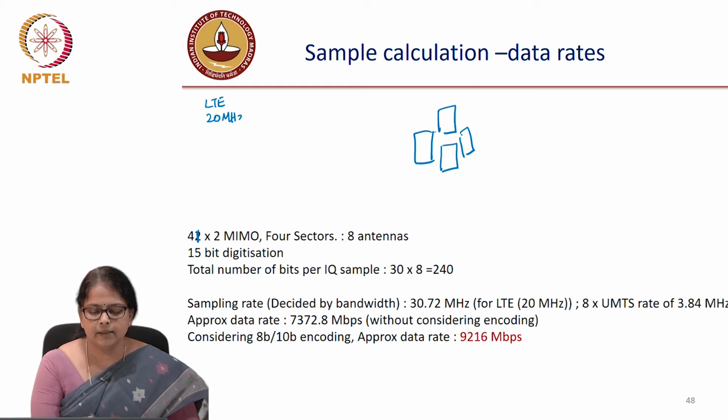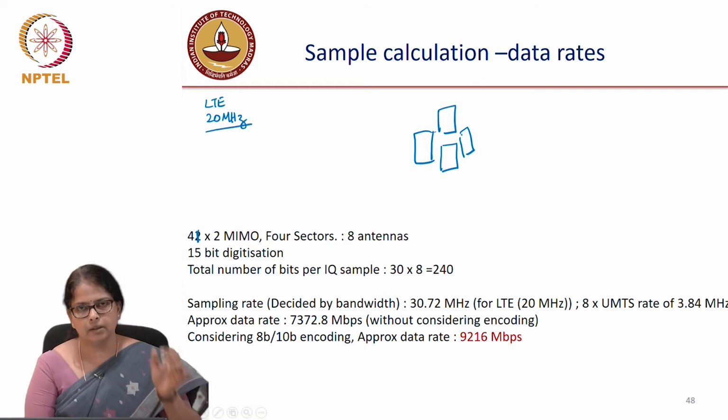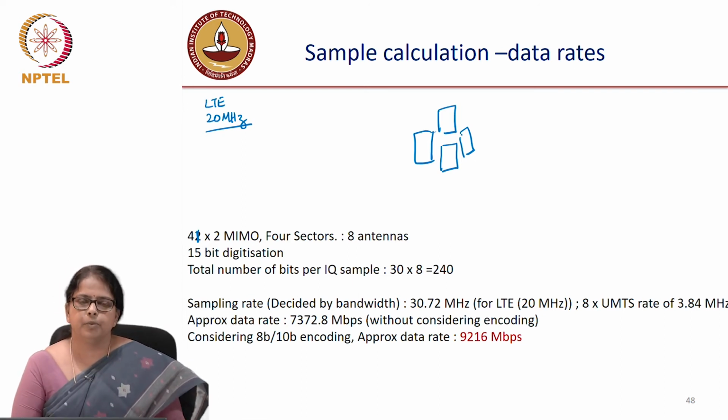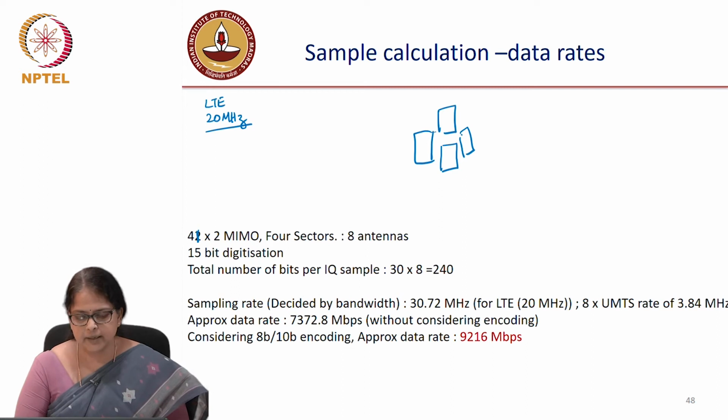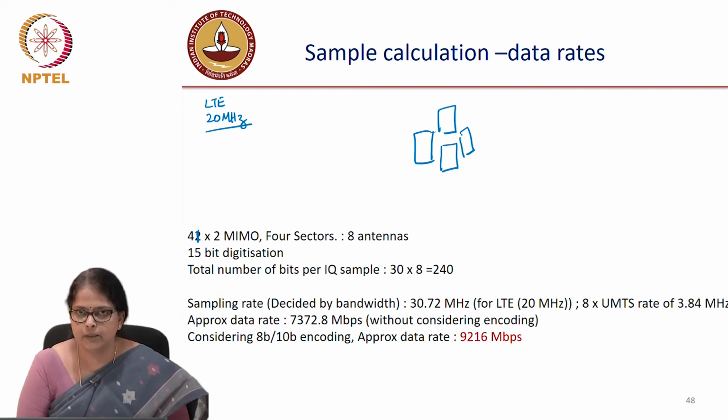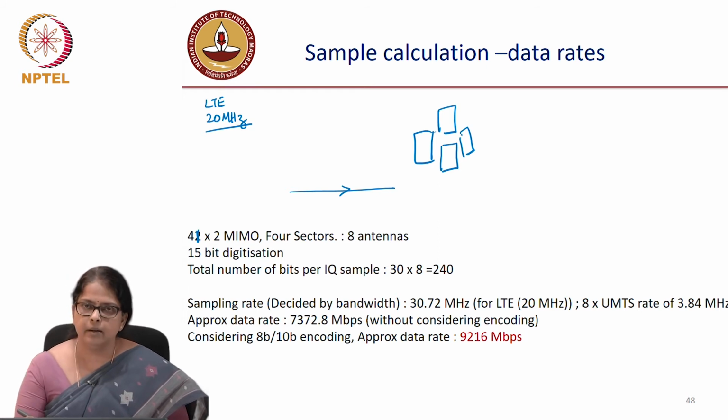The bandwidth is 20 megahertz. Your center frequency is something like, let's say, 2.5 gigahertz, and the bandwidth of your information is 20 megahertz. And let's say that is fed into radio equipment which has 4 sector antennas, which means it's facing in 4 directions.